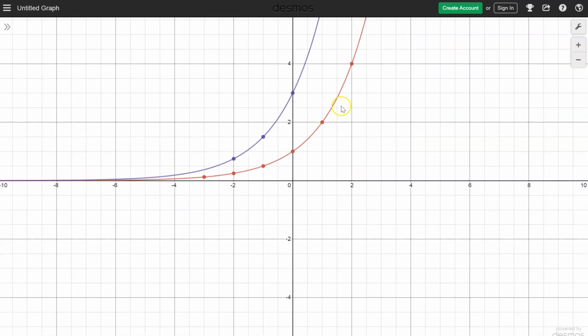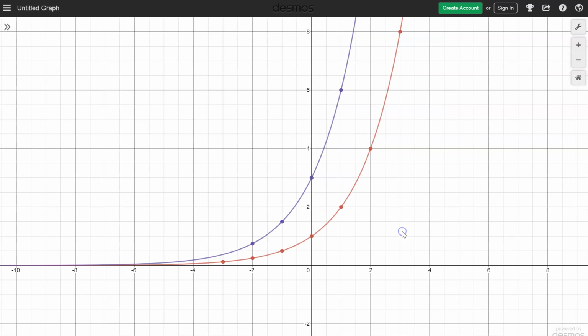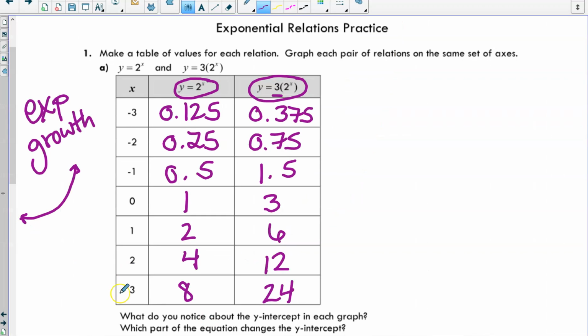Okay, so now I want to actually look at the graphs, and I want to see kind of what's similar, what's different about these two graphs. I think I've asked specific questions here. Okay, so what do you notice about the y-intercept in each graph, and which part of the equation changes the y-intercept? So let's just kind of make a little note over here.